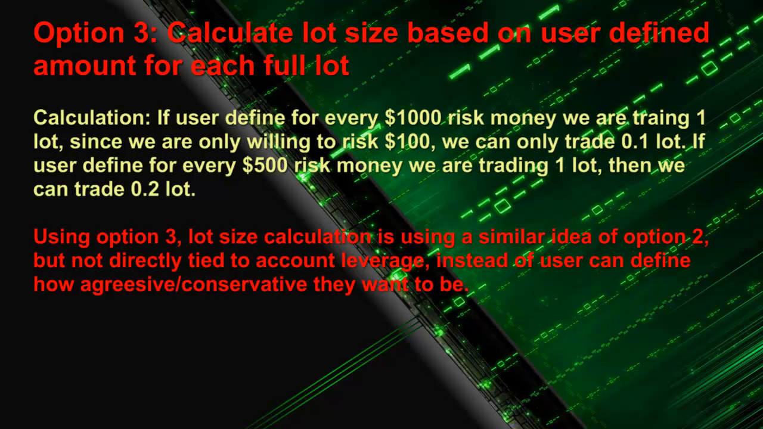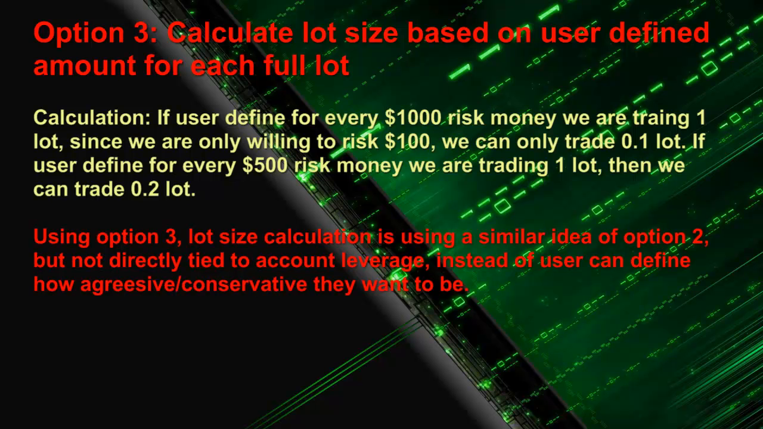And then if I'm defining 1,000, my trading lot is 0.1. If I decided I wanted to be much more aggressive and use $500, then I can trade 0.2 lot. So this is a similar idea to option number 2, but it allows the user to define how aggressive or conservative they want it to be. So now we can see we have 3 options, and they are all based on the same assumption of risk money of $100, but the end result for lot size is very different.